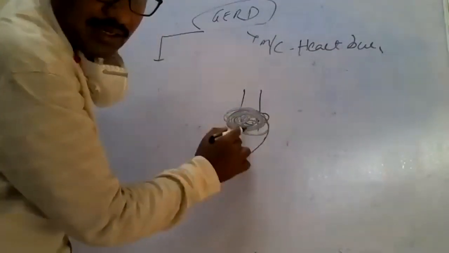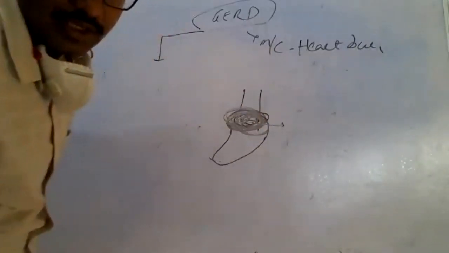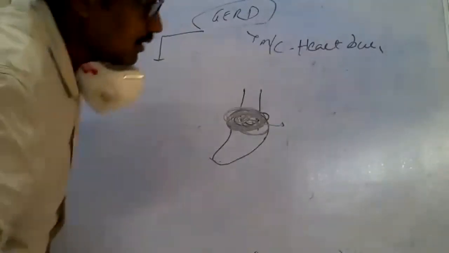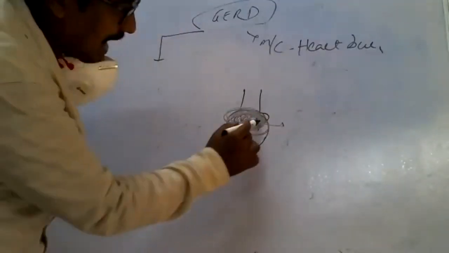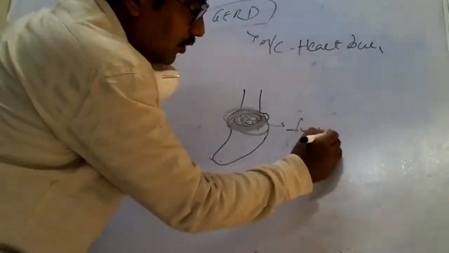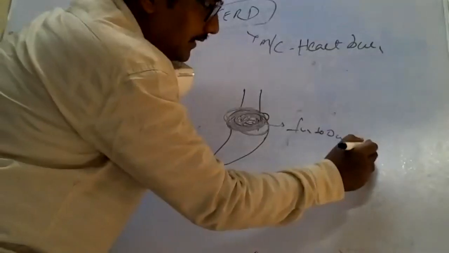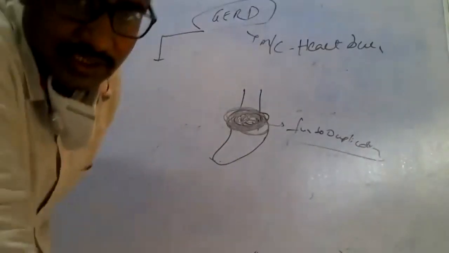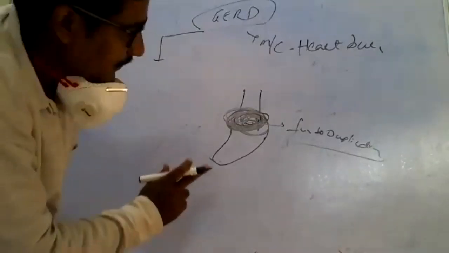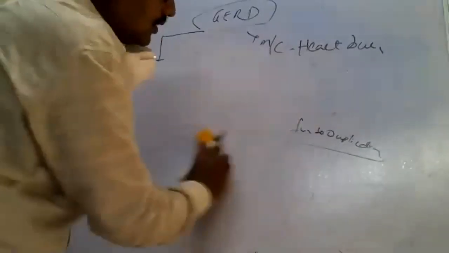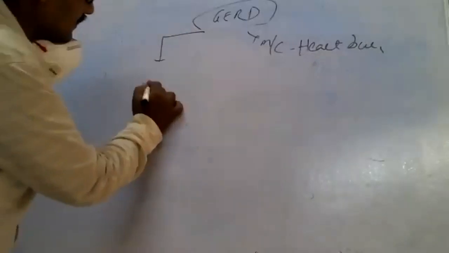You are wrapping it. What is the name of this surgery? Can anybody say? One specific name is there. You are wrapping the fundus around the lower esophageal sphincter. This is called fundoplication. So fundoplication is the surgery of choice for gastroesophageal reflux disease. Please write down the names of the fundoplication.